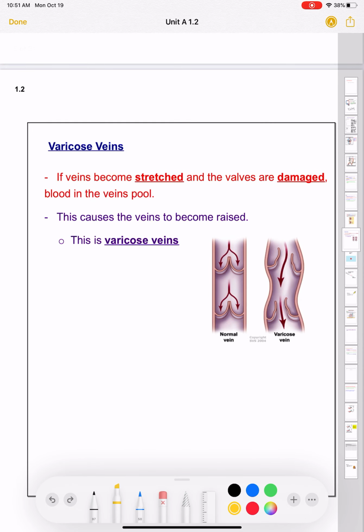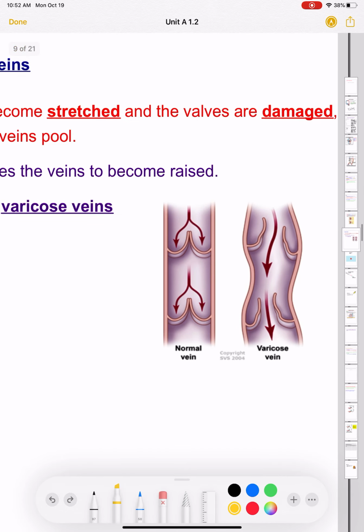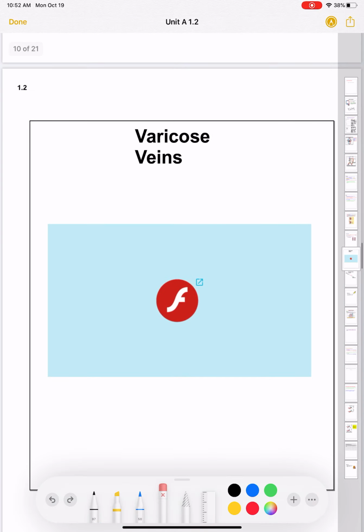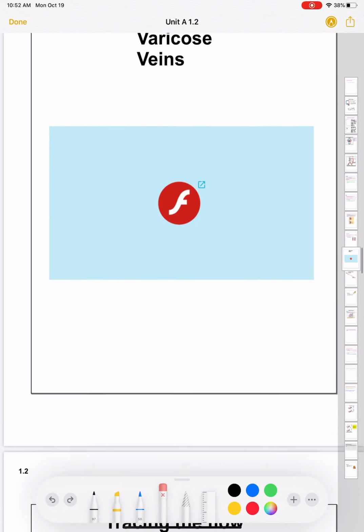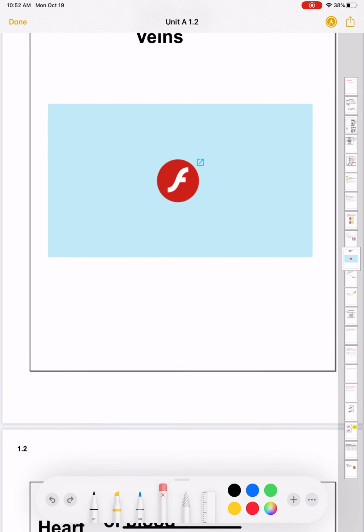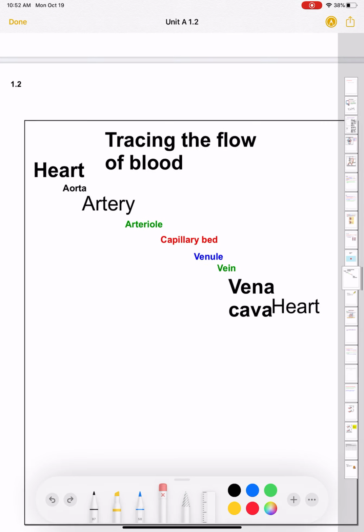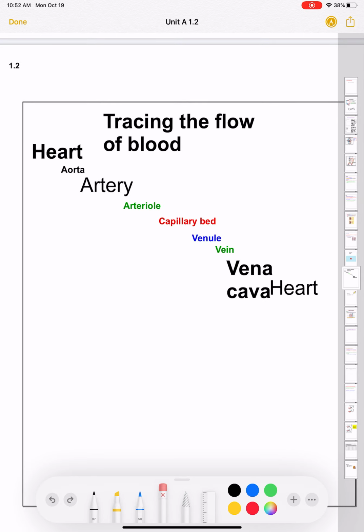Here's what a varicose vein is. If veins become stretched and the valves are damaged, blood in the vein pools, and this causes the veins to become raised, and this is known as a varicose vein. So a normal vein has nice closed valves. The varicose have blood that is flowing backwards that pools there. There's a video on varicose veins that I will post. I'm not sure which video this is, but I will post one that shows you what they are and people removing them, which is a little gross, but anyway, I'll show you that so you can see what a varicose vein is.